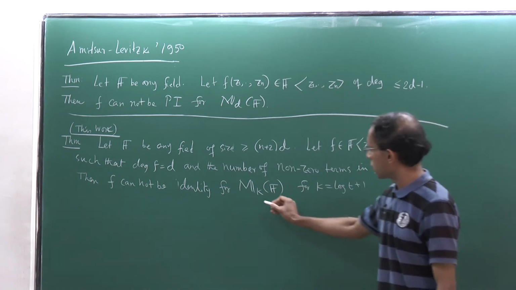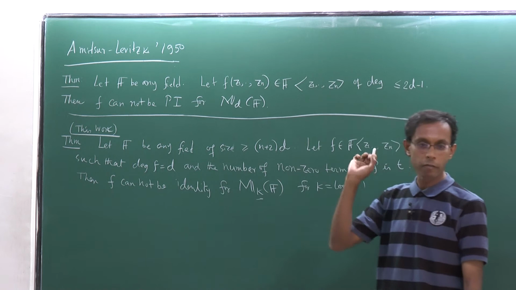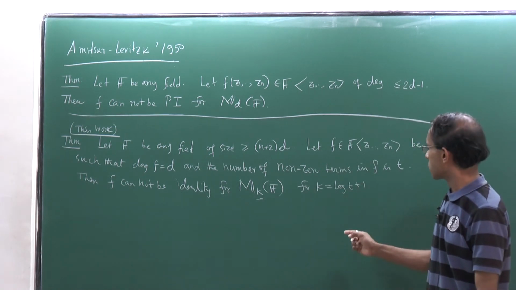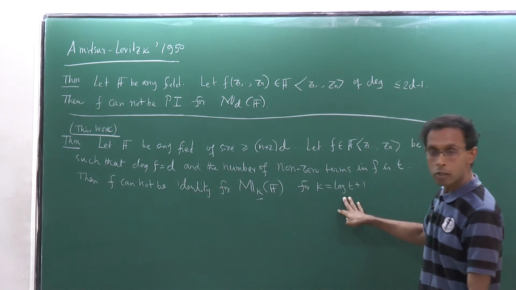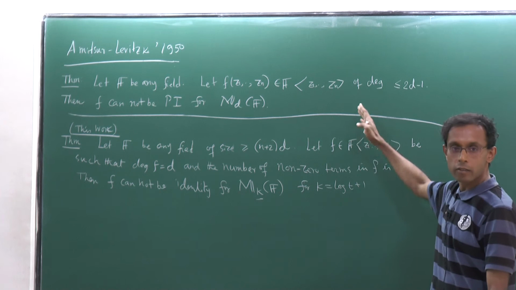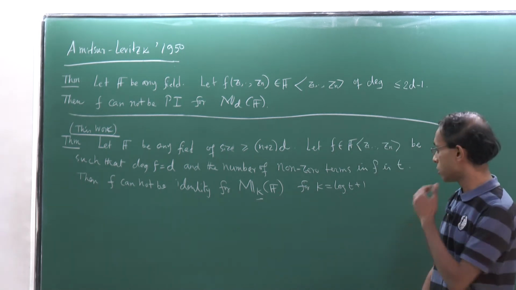So notice many differences with the theorem of Amitzur-Levitzki. First of all, the dimension is not a function of d, it's not a function of degree. And the new parameter that it involves is the sparsity of the polynomial, that is the number of non-zero terms. So you can see the comparison between these two theorems.